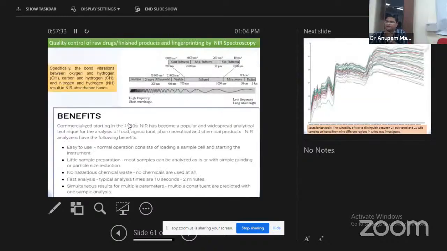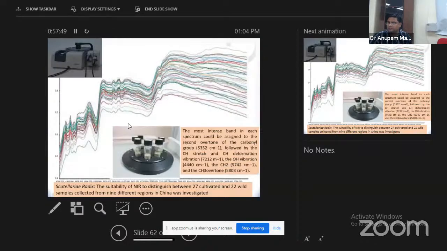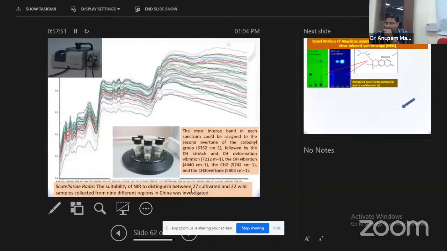After that, another technique is NIR, near infrared spectroscopy. In this technique, no sample treatment is required. You directly put your sample on the machine and get the NIR spectra, because the penetration power of NIR is very high. This is 27 cultivated and wild samples. You can see all the spectra are matching. It is used for preliminary screening of any plant material. This is plant powder, just directly put, no sample treatment or solvent required, just put it on the probe of the machine and you can get spectra like this.